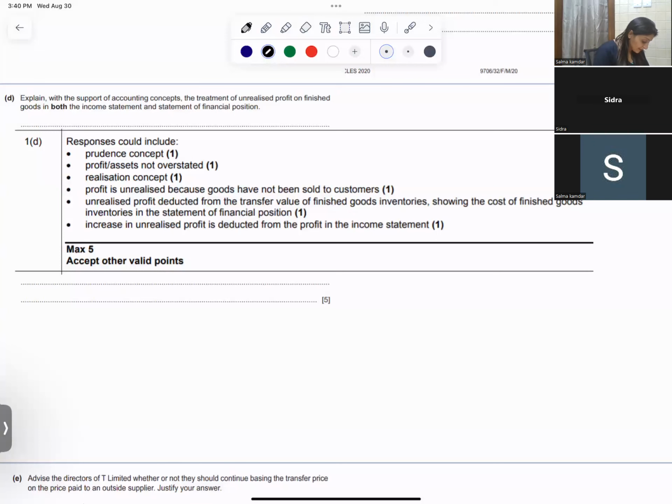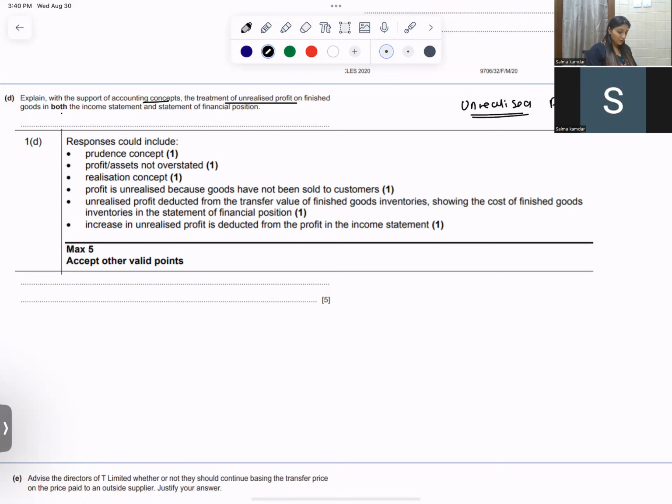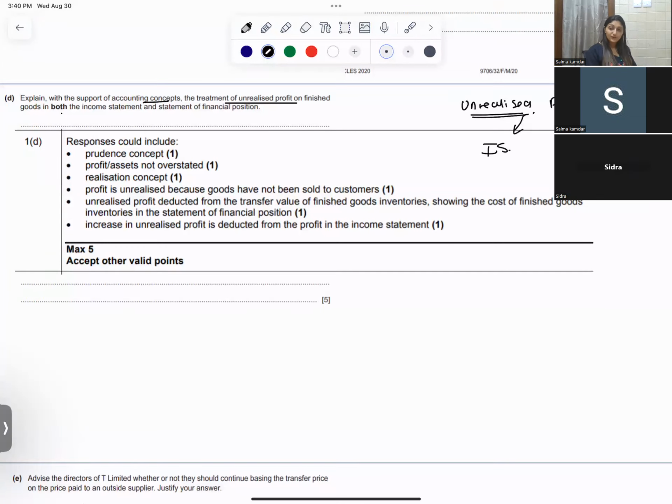Explain with the support of accounting concepts the treatment of unrealized profit that is included in the finished goods. What is the treatment of unrealized profit in the income statement? And what is the treatment of unrealized profit in the statement of financial position? So the prudence concept. First tell me the treatment of this unrealized profit included in the closing inventory, in the income statement and in the statement of financial position.